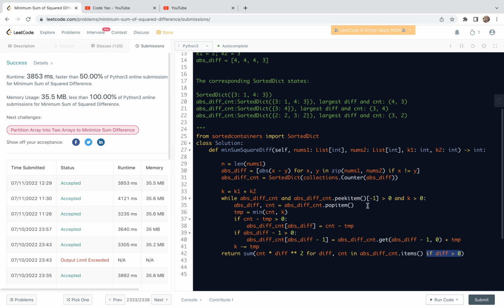I guess that's about it for this problem. As we mentioned, the main purpose of using sorted dictionary for this format of solution is that with it we can pick conveniently the largest gap, and we can shrink from there.